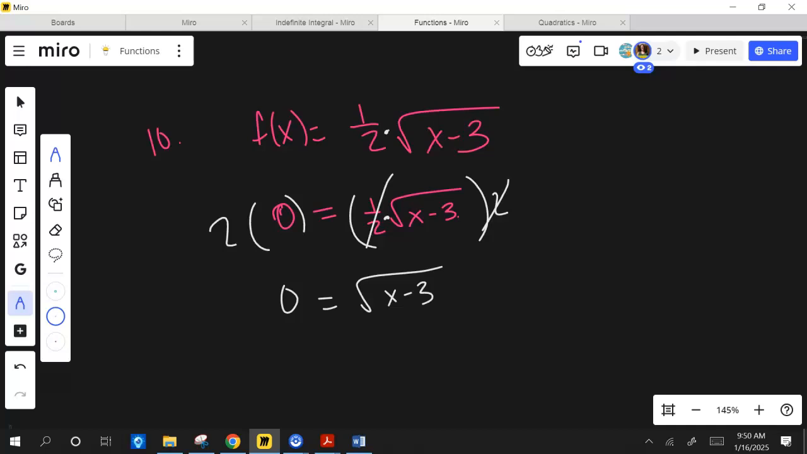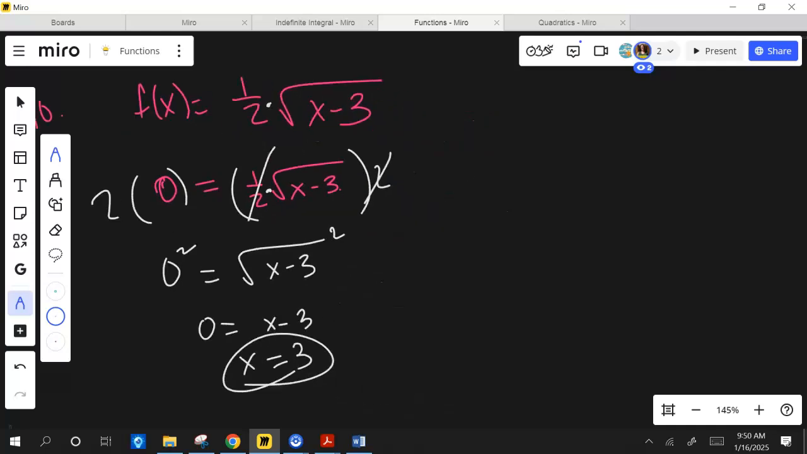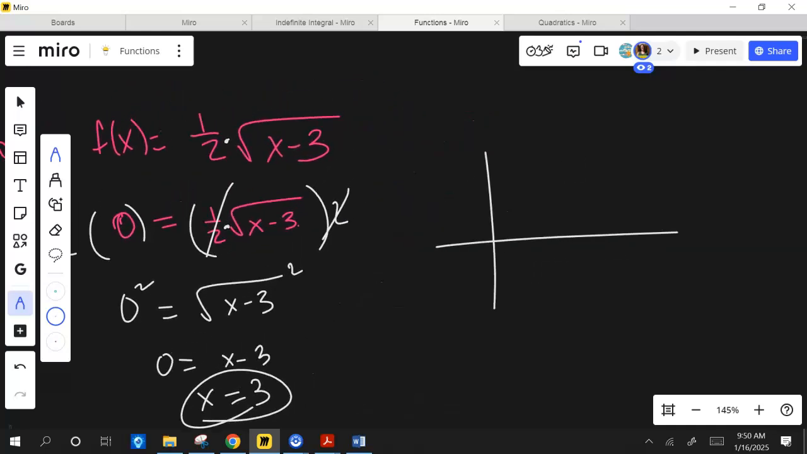Now I'm going to square both sides. What is 0 squared? 0. So what does that do? So the x-intercept is 3. Graphically, if you look at it, and let me tell you why, if you tried it on your calculator, you probably had issues. When you graph this on your calculator, it looks something like this.